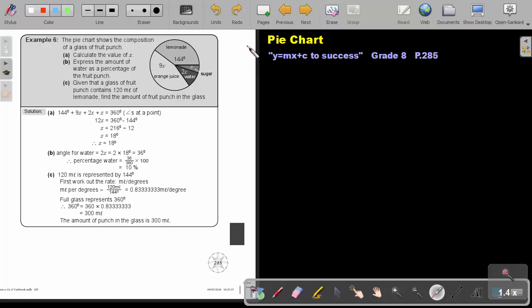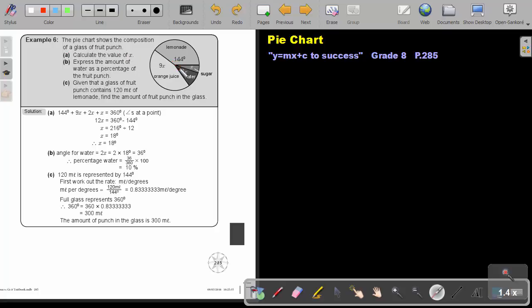We are going to continue with a pie chart. You will find this on page 285 in the Namibian Mathematics Grade 8 textbook, y equals mx plus c to success. Example 6. The pie chart shows the composition of a glass of fruit punch. Calculate the value of x.